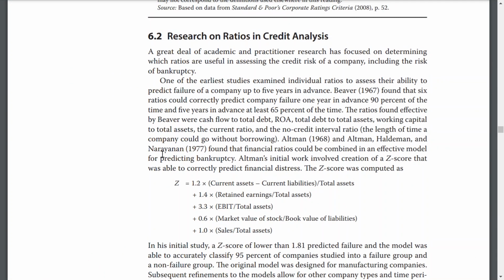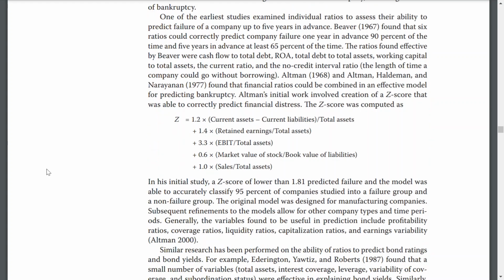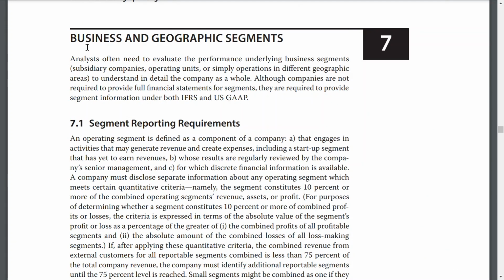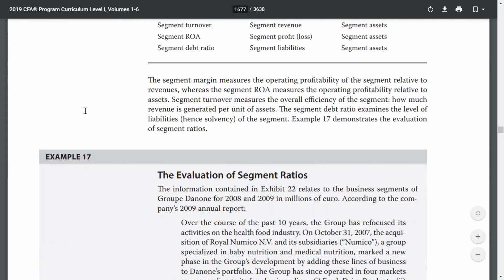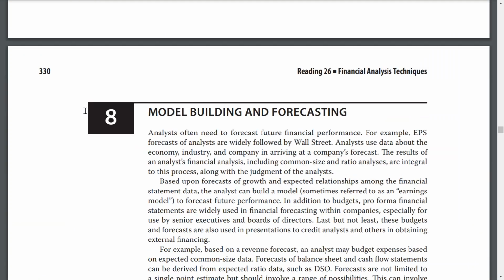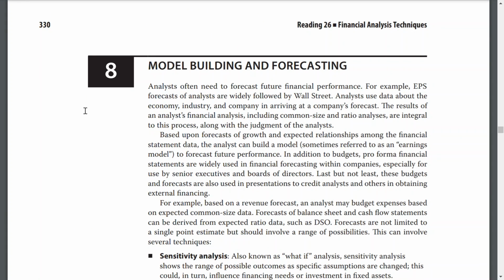Research on ratios in credit analysis, business and geographic segments, and then model building and forecasting. Analysts often need to forecast future financial performance. For example, EPS forecasts of analysts are widely followed by Wall Street. Analysts use data about the economy, industry, and company in arriving at a company's forecast.